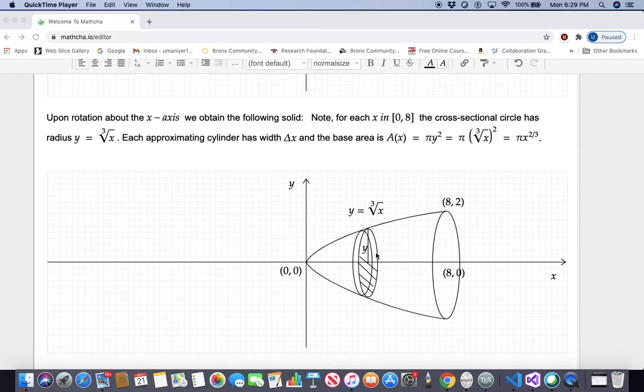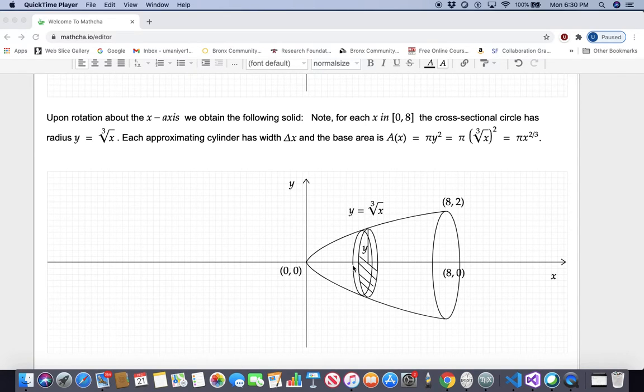Look at this cross-sectional circle. What's the radius of the circle? It's this vertical distance. That vertical distance is what we call the y coordinate. What was the y coordinate? Well, the y coordinate is determined by the curve. The curve is y equals cube root x. So the y coordinate is cube root x. So that's your radius. Radius is cube root x.